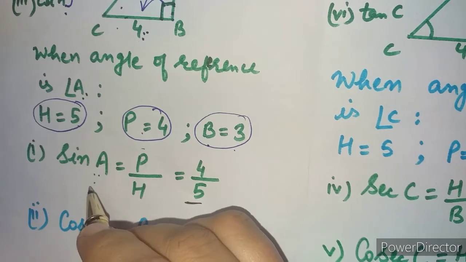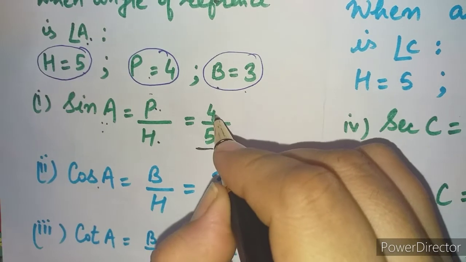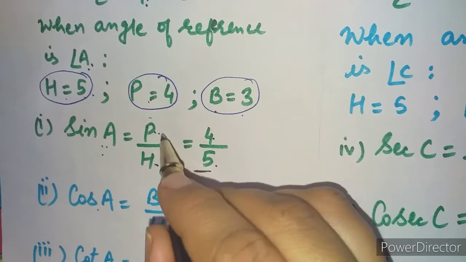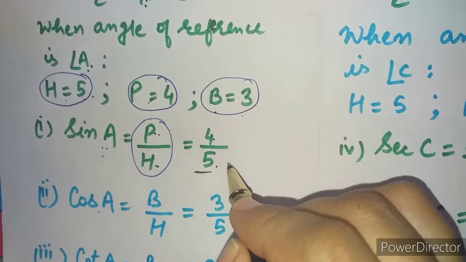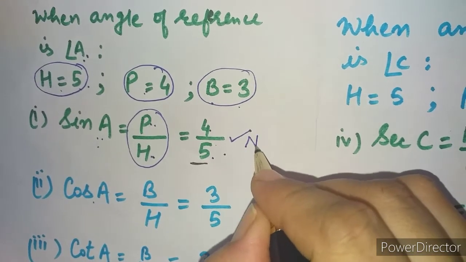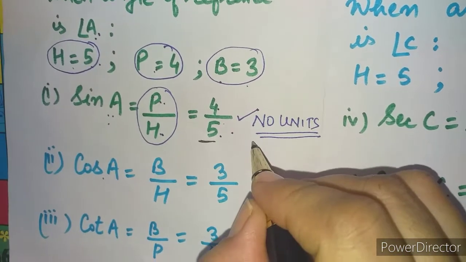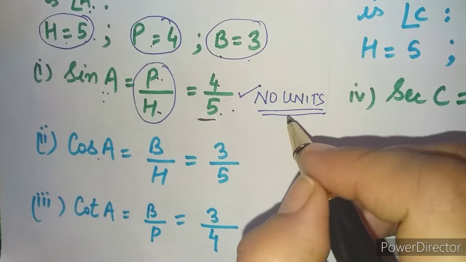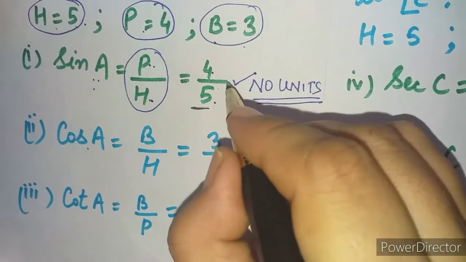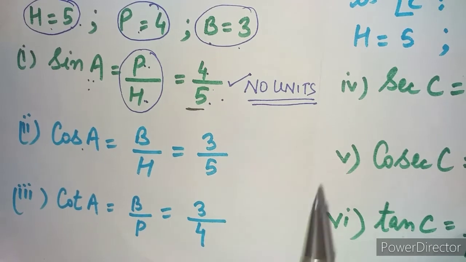The first part is sin A. Do you remember the definition? P upon H. P is equal to 4 and H is equal to 5. I have simply put the value of P upon H as 4 upon 5 and kept the answer as it is. Remember not to put any units. No units will come whenever you write any trigonometric ratio, because a ratio has no units. So don't put any units, and no need to change it into decimal. Keep it in ratio form only, or in mixed number form if it is possible.